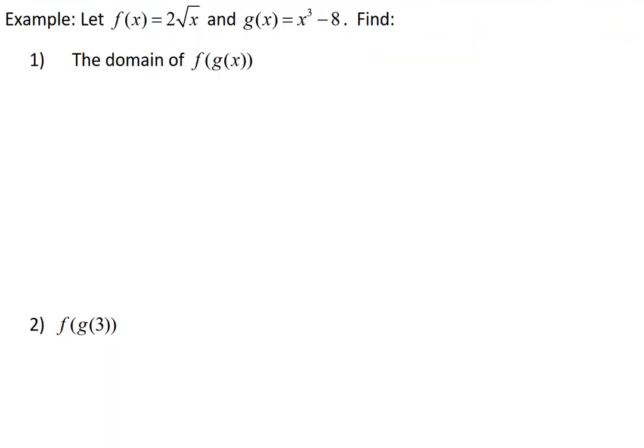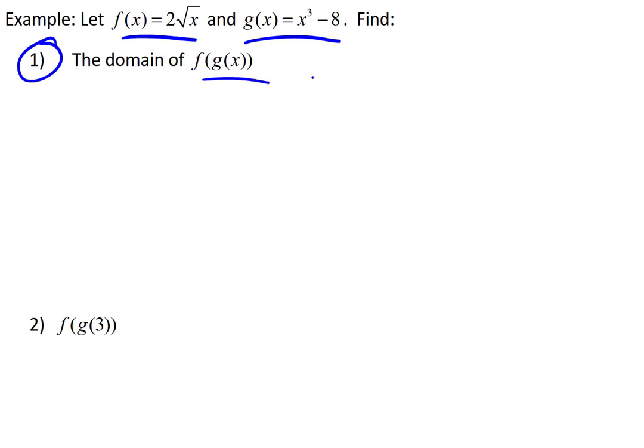0. Let's consider our next example, where this time we're going to let f of x be 2 times the square root of x, and we're going to let g of x be x cubed minus 8. We want to find a couple things. First of all, we want to find the domain of f of g of x.